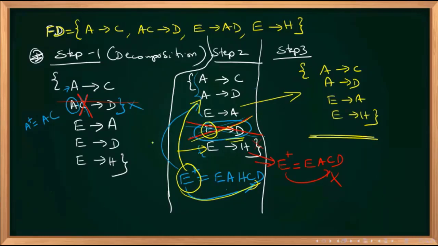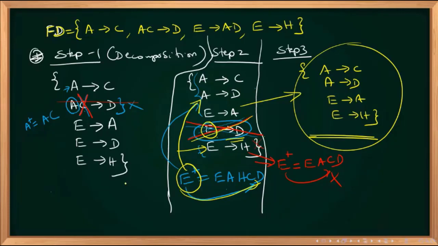No. So I have removed unnecessary attributes and step 3, I got the final answer. Okay. Final answer is A to C. Can I remove any other functional dependency? A to C, if you remove, can I get A to C from the remaining functional dependency? No. A to D, if I remove, can I get A to D from the remaining functional dependency? No. E to A, if I remove, no. Basically, we are doing membership test in the remaining.